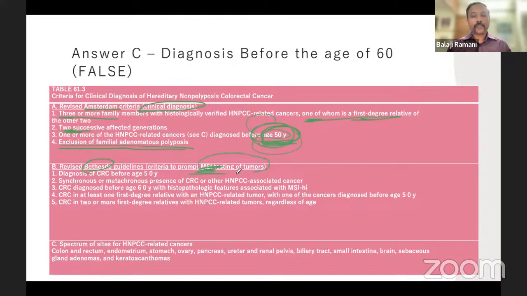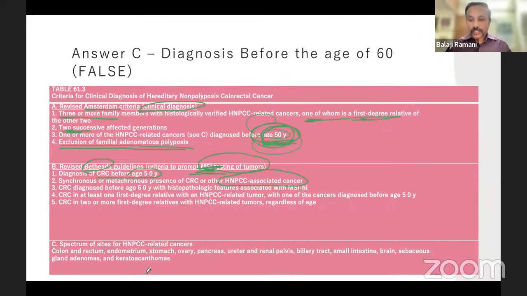Currently, when should you do MSI testing for tumors? To define that is what you're using the Bethesda criteria. So diagnosis of CRC before the age of 50 years, synchronous or metachronous CRC or other HNPCC tumors. So, the comparison of Bethesda and Amsterdam: Amsterdam criteria use only colorectal cancers, whereas your Bethesda criteria will use both colorectal cancers and the related cancers.